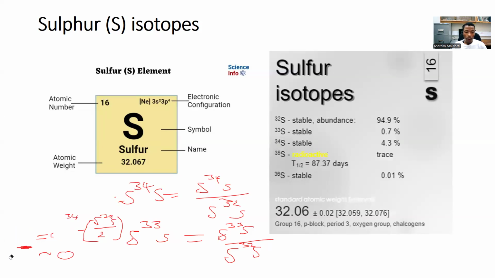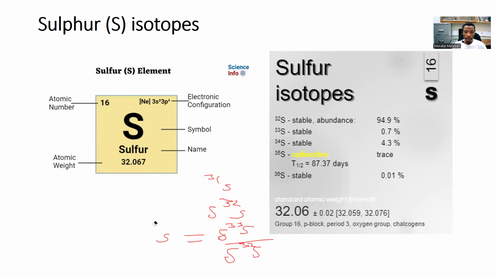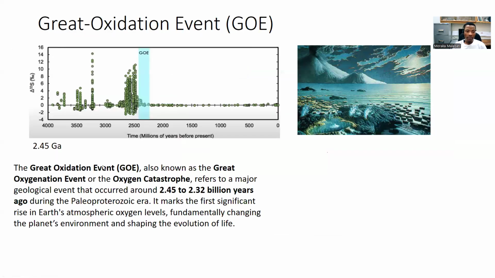These sulfur isotopes are very important specifically in magmatic systems. So today we're also going to be looking at magmatic systems. But first, we have to understand the major event which happened approximately between 2.45 and 2.32 billion years ago.